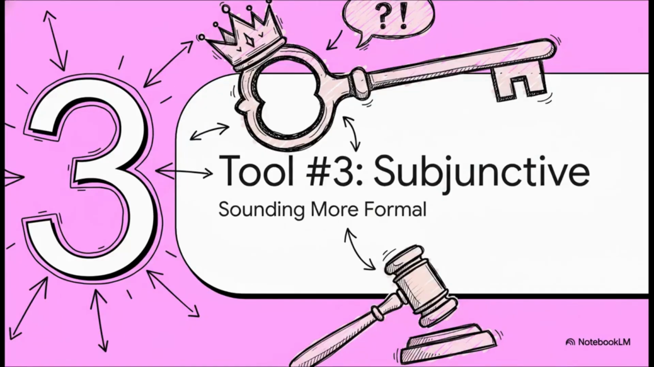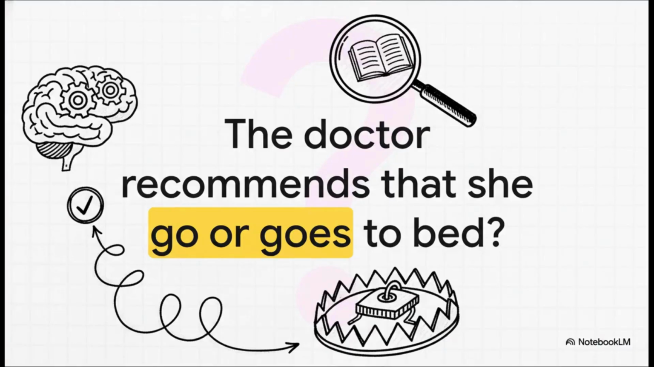All right, time for our final tool. Now, this one's a little more advanced, I'll admit, but it is an absolute secret weapon for sounding incredibly formal and correct. It's called the subjunctive mood, and we use it for things like suggestions, demands, or hypothetical situations. So what do you think? Let's put this to the test. Which one is correct here? I'm telling you, so many advanced learners get tripped up on this very thing. It feels like she goes should be right, but it's a trap.